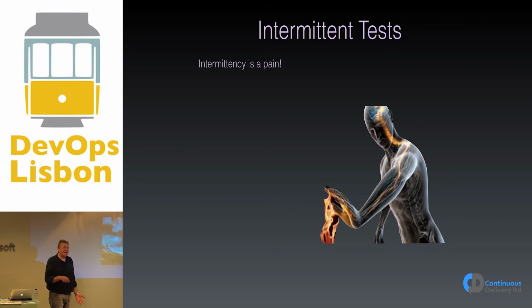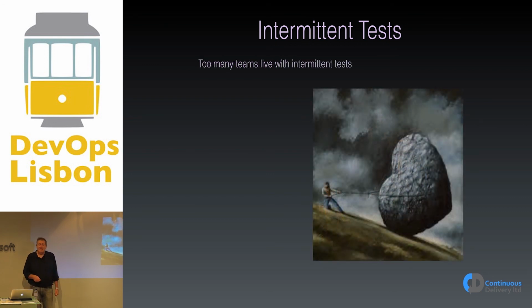I think too many teams just live with the pain. They'll have a bunch of tests, and you'll make a change, and the tests will fail, and they'll say, "Oh yeah, that one always fails. Doesn't matter. We'll release that fine."